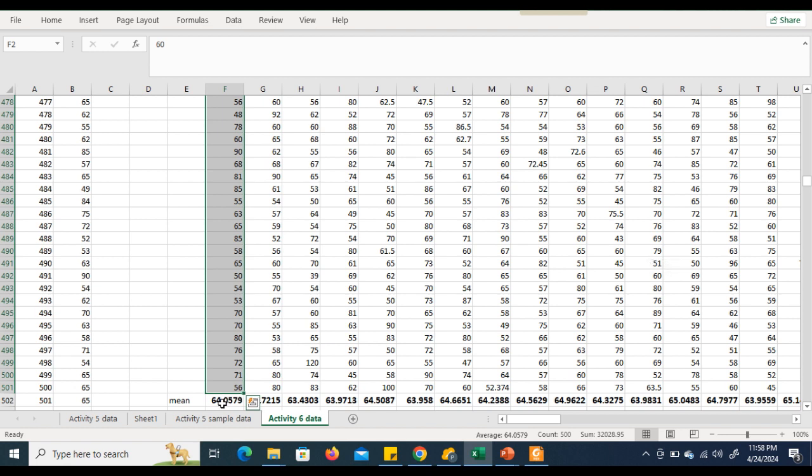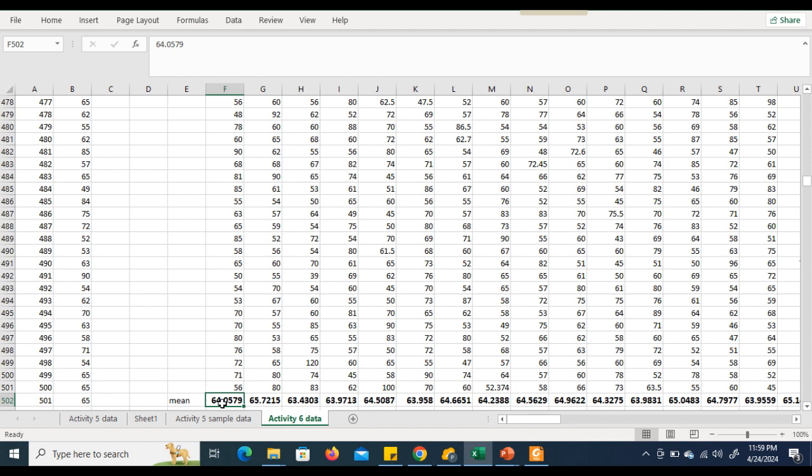Based on this sample size we have calculated the sample mean. So what is our random variable here? Here the random variable is x bar. What I want to prove is that this sample mean will follow the normal distribution. This is what we are going to study within this particular activity.